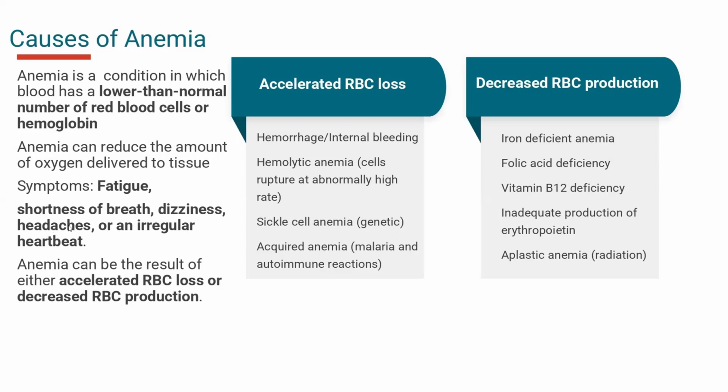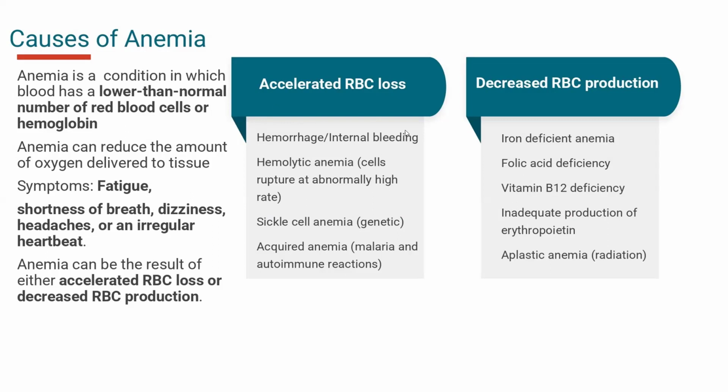An irregular heartbeat could also be tachycardia or bradycardia, and mainly with anemia, we will see tachycardia. Anemia can be the result of either accelerated RBC loss, so you are losing a lot of red blood cells, or decreased RBC production. So there is not enough production of red blood cells, or there is enough production but you lose them fast. So accelerated red blood cell loss, like what cases?